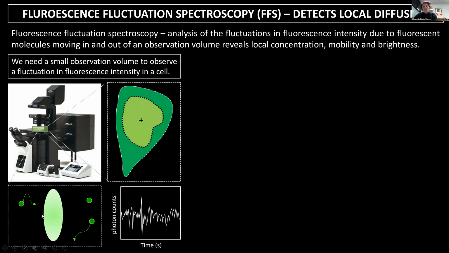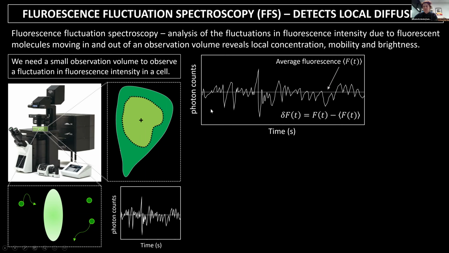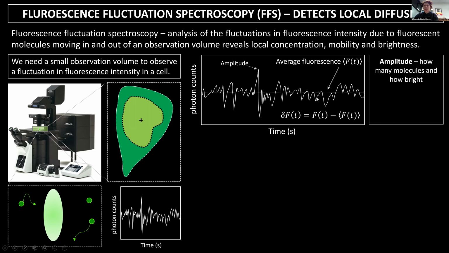Every time a molecule diffuses through here, there will be a fluctuation in the fluorescence intensity as it enters and exits this observation volume. And if we follow those fluctuations as a function of time, we find that there's a lot of information contained within this time trace. In particular, if we look at the amplitude changes and the duration of these fluctuations, we can get information about how the molecules at that location in the cell are moving, how many molecules are there, and what is their brightness.